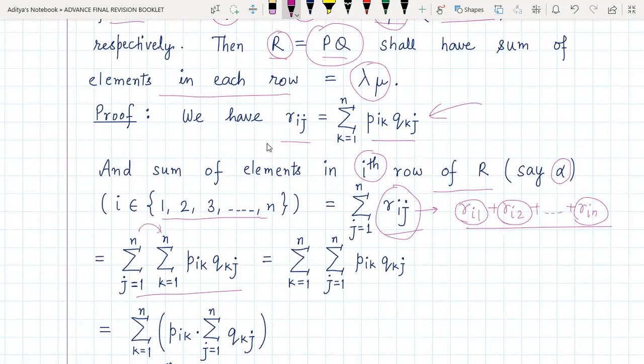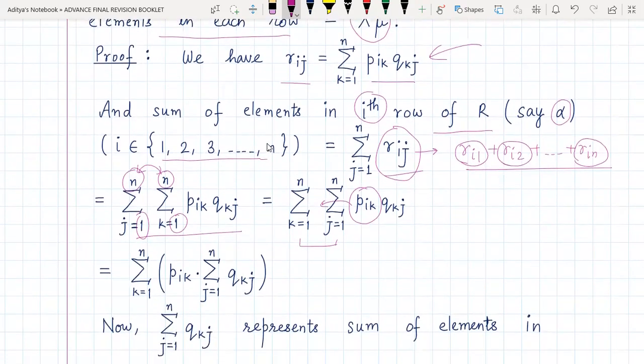Now I will switch these sums. The reason we can switch is because 1 and n are constants. So whenever they are constants, the order of summations, sigmas, we can change. So that's exactly what we have done. Now clearly Pik is independent of j, right? So this can be taken outside the summation in multiplication because it does not depend on j. So this is what it becomes. Only Qkj remains inside this particular sum.